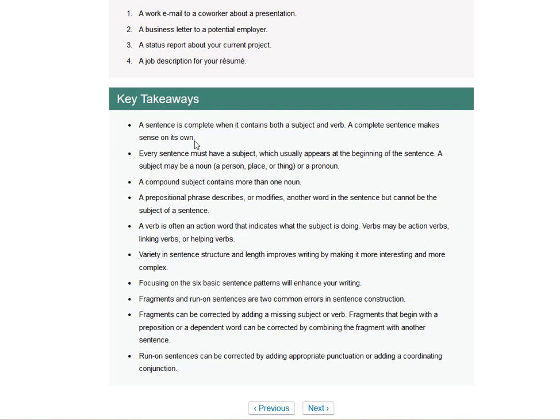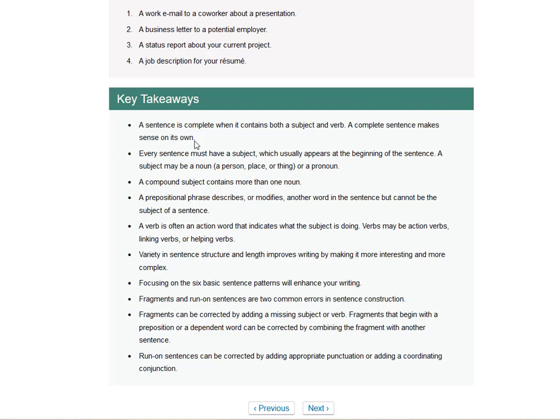So, key takeaways. A sentence is complete when it contains both a subject and a verb. A complete sentence makes sense on its own. Every sentence must have a subject, which usually appears at the beginning of the sentence. A subject may be a noun, a person, place, or thing, or a pronoun. A compound subject contains more than one noun. A prepositional phrase describes or modifies another word in the sentence, but cannot be the subject of a sentence. A verb is often an action word that indicates what the subject is doing. Verbs may be action, linking, or helping verbs.